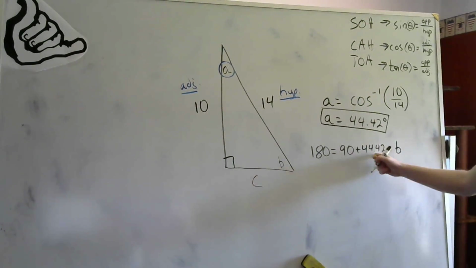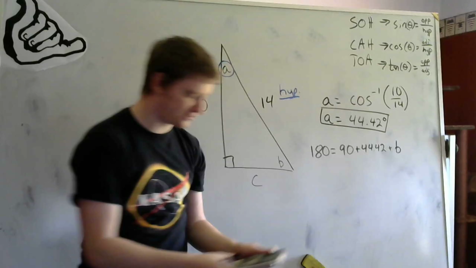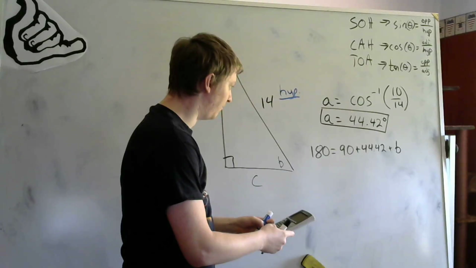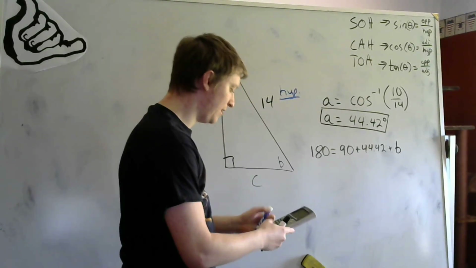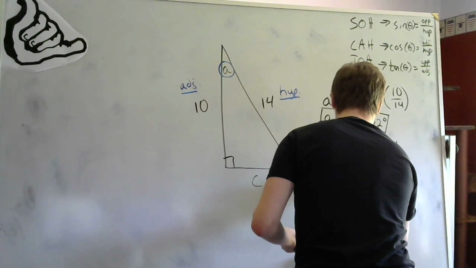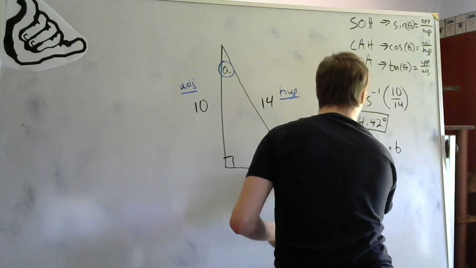So 90 plus 44.42 plus something else should be equal to the 180. Let's figure out exactly what. So 180 minus 90 minus 44.42, I'm left with 45.58. 45.58 degrees should be B.